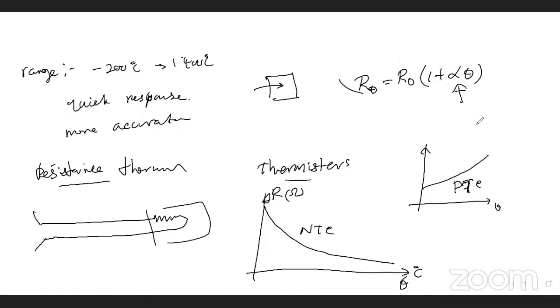Alpha is called the temperature coefficient of resistance.